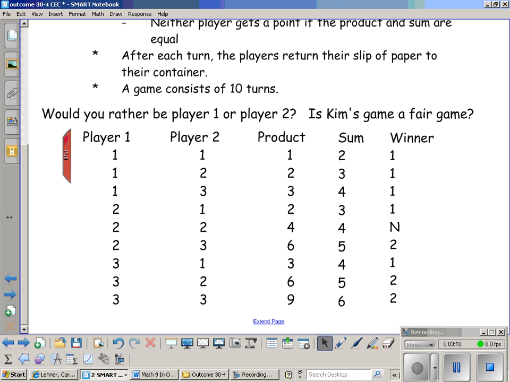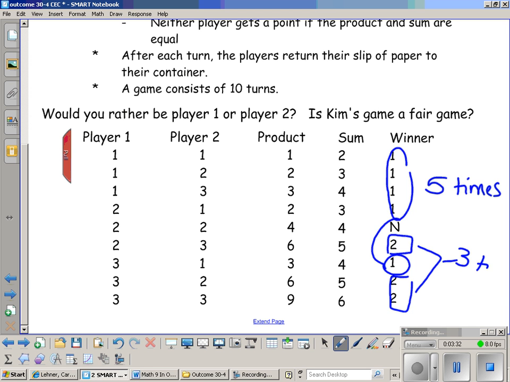Now remember, in a fair game, each person has to have an equal chance of winning. Is that the case here? The answer is no. Player 1 wins 5 times. Player 2 only has 3 chances of winning. So it is not a fair game. If it was to be fair, they might both be able to win 4 times, or 3 times, or 2 times, whatever the case might be. But when one person has a better chance of winning, in which case player 1 does, the game is not fair.